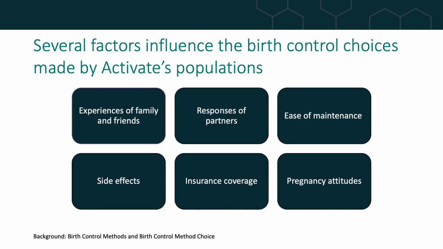Although research on the factors that are important to the birth control decisions made by Activate's populations is limited, some evidence suggests that their contraceptive choices are influenced by the same factors that influence the contraceptive choices made by cisgender young women in the general population. These factors include the experiences of family and friends, the responses of their partners, and how easy it is to maintain use of the contraception, side effects, insurance coverage, and pregnancy attitudes.